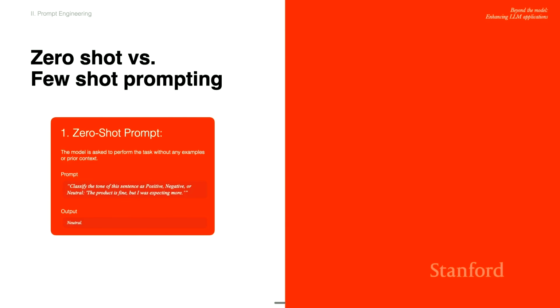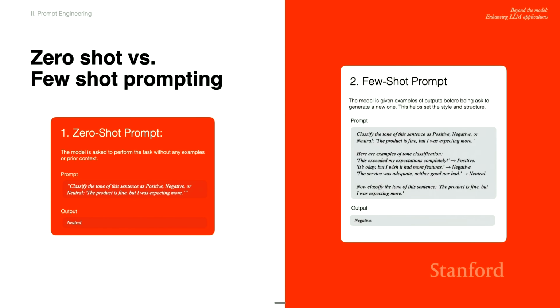And so the way you can actually align the model to your task is by converting that zero-shot prompt, where zero-shot refers to the fact that it's not being given any example, into a few-shot prompt, where the model is given in the prompt a set of examples to align it to what you want it to do.